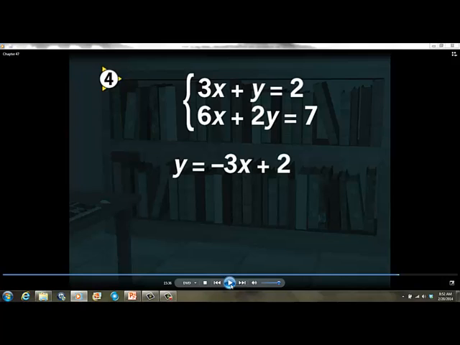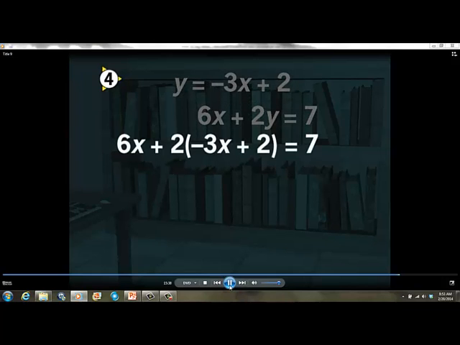Notice that in this step, what they wanted to do was solve one of the equations to have a variable by itself. Since the first equation has just one y, they subtracted 3x from both sides so that they ended up with y equals negative 3x plus 2. Now that they solved for y, they're going to take this expression, negative 3x plus 2, and substitute it into the second equation for y.